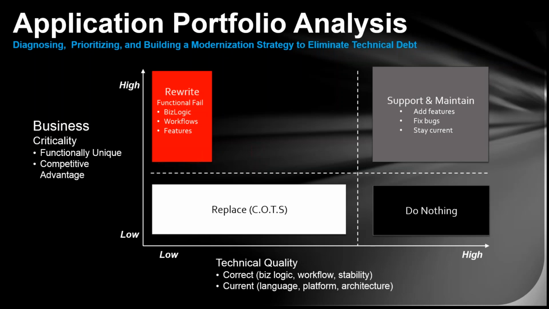The first category are the applications that are important to the business, but they are functionally no longer useful. The algorithms are perhaps not matching the current needs of the business. The workflows are not matching the current processes of the business. They lack the features that you'd really like to have. And again, the technical quality is low. These are applications that are good candidates for a greenfield rewrite.